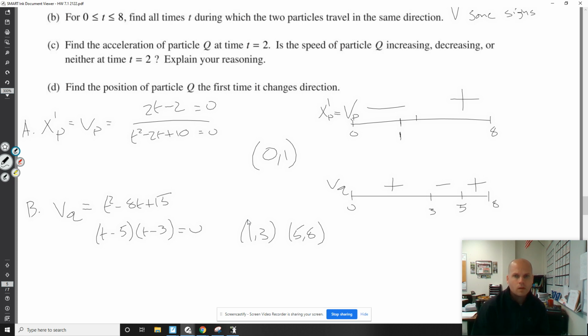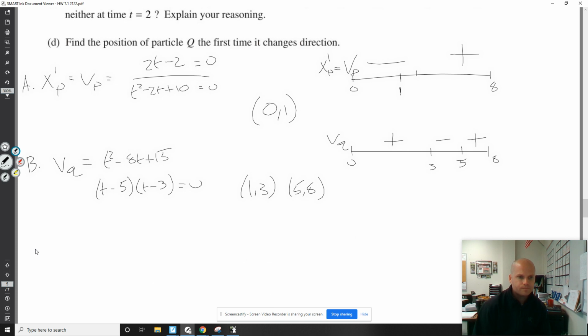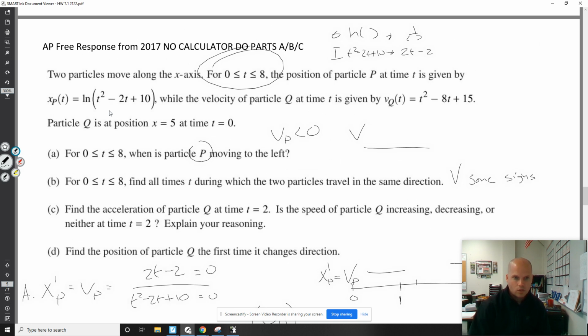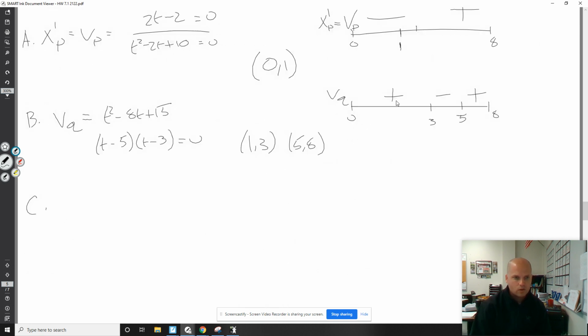All right. And part C. Find the acceleration of Q at t equals 2, speed increasing or decreasing. You'll notice these questions show up over and over. Okay, we have the velocity of Q. VQ prime equals AQ. If you want to do x double prime Q equals AQ, you can, as long as you say V prime is equal to x double prime. Sometimes that's confusing.